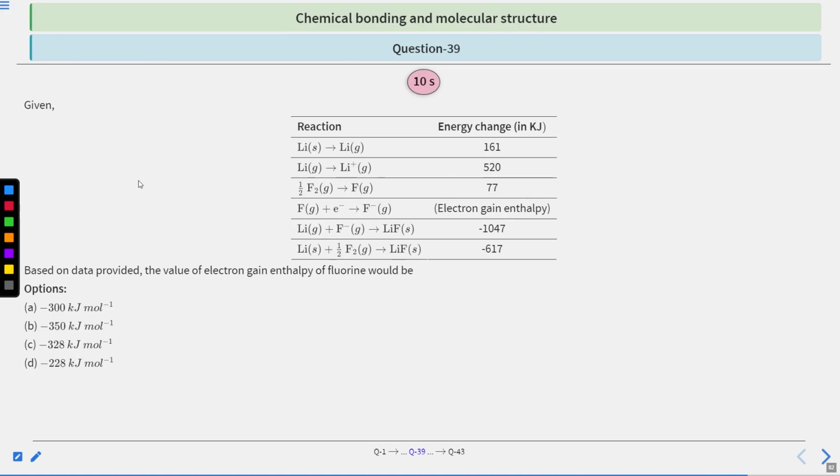Moving to question number 39. We are given a table in which two columns are present. One has reactions and the other has the energy change in kilojoules of that particular reaction. Based on the data provided, the value of electron gain enthalpy of fluorine, which is missing in this table, we have to calculate. Options are minus 300 kJ/mol, minus 350 kJ/mol, minus 328 kJ/mol, or minus 228 kJ/mol. You have 10 seconds to solve this question. After that, we will see the answer.